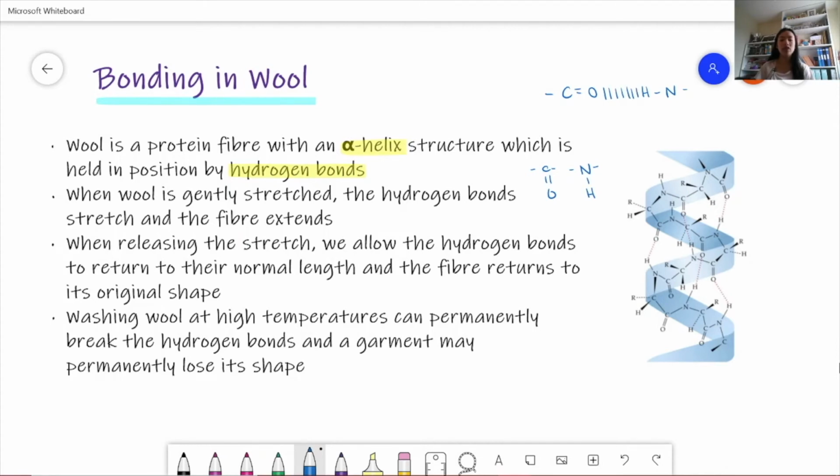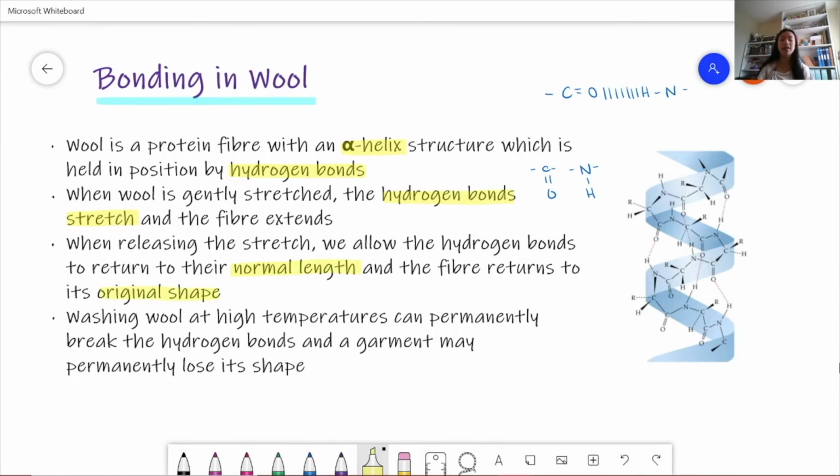And so when wool is stretched, the hydrogen bonds stretch and the fibre extends. This is because hydrogen bonds are relatively strong, because they're the strongest intermolecular force. And so when we gently stretch it, these hydrogen bonds will allow us to stretch. And so when we release the stretch, we allow these hydrogen bonds to return to their normal length, and so the fibre will return to its original shape.